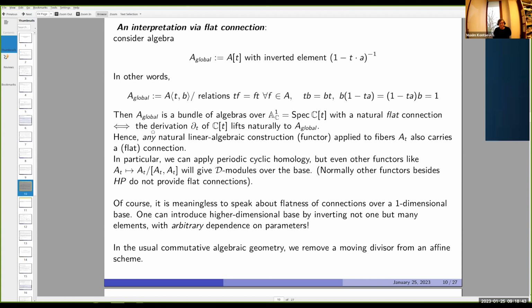And then if you consider any natural linear algebraic construction or functor applied to the fibers, that also carries a flat connection. By natural construction, I mean whatever you consider, like A modulo A cube, or some homology of some complex, or some tensor products of copies of A. Whatever you construct, you automatically get a connection. We can apply it to periodic cyclic homology, but even some other constructions, like the quotient by the commutant, also give modules over the base. It's a very special situation when we get a connection on any functor. Normally, for a general family of algebras, not of a special type, functors do not provide flat connections. HP was designed for something which locally doesn't change if you deform the algebra continuously.